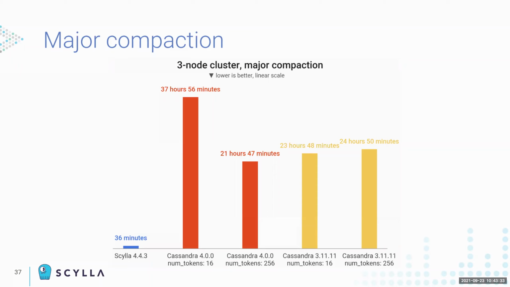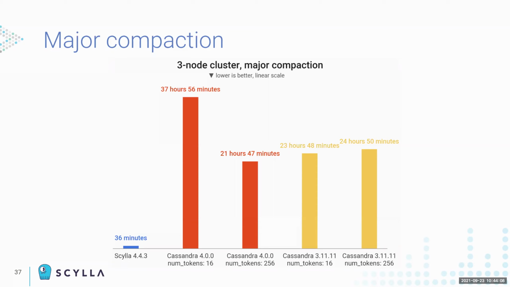I think we didn't say that before, and it's a pretty important part of those benchmarks. In those 3 versus 3 benchmarks, there was about 1 terabyte of data per node, if I remember correctly, and Scylla compacted it in 36 minutes. So it's about 40 times faster than Cassandra 3. Okay, now why are there 4 columns and not just 2 beside the Scylla column?